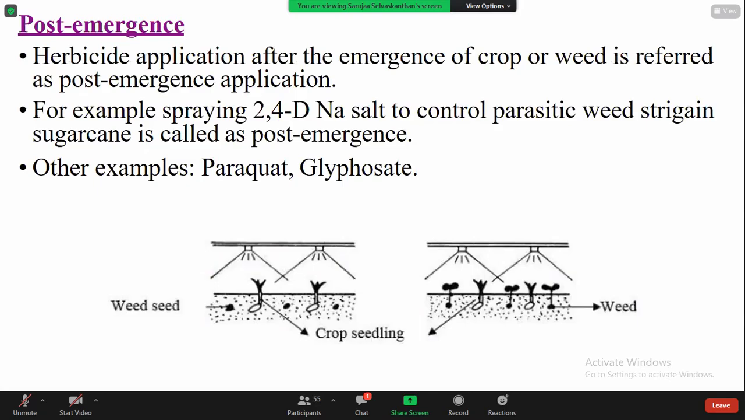Then post-emergence. Herbicide application after the emergence of the crop or weed is referred to as the post-emergence application. For example, spraying 2,4-D sodium salt to control the parasitic weeds. 2,4-D sodium salt is used for the control of parasitic weeds. This is the example for post-emergence application of the herbicide. Other examples are paraquat and glyphosate also.